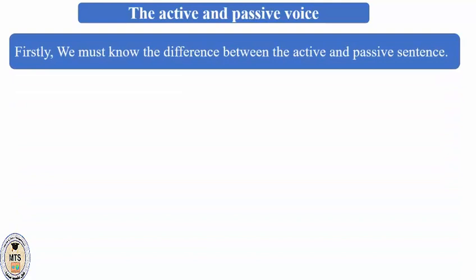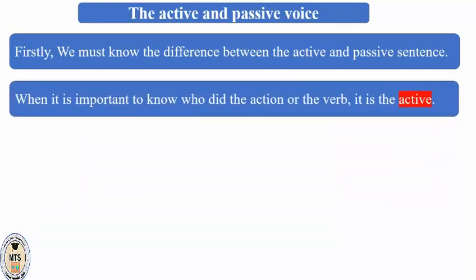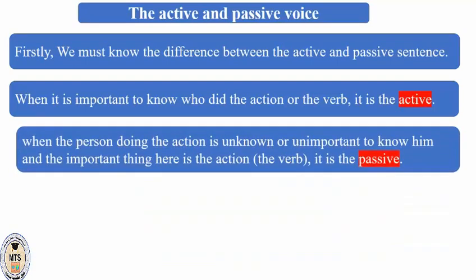Firstly, we must know the difference between the active and the passive sentence. When it is important to know who did the action or the verb, it is the active. But when the person doing the action is unknown or unimportant, and the important thing here is the action or the verb itself, it is the passive.